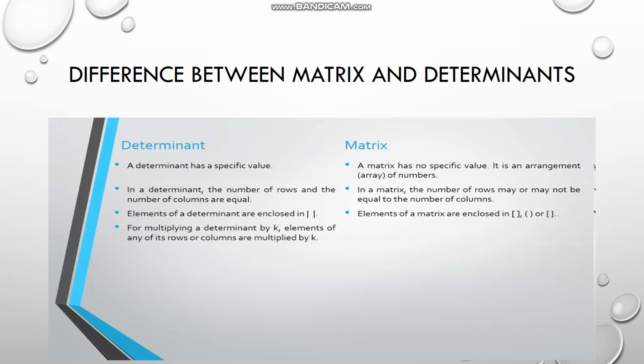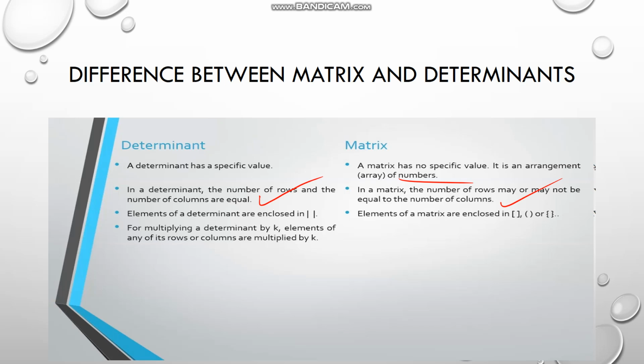Difference between matrix and determinants. Determinants have always a specific value, but the matrix has no specific value. It is an arrangement of numbers. In a determinant, the number of rows and columns are always equal, but in the matrix it is not compulsory that the number of rows and columns are equal.